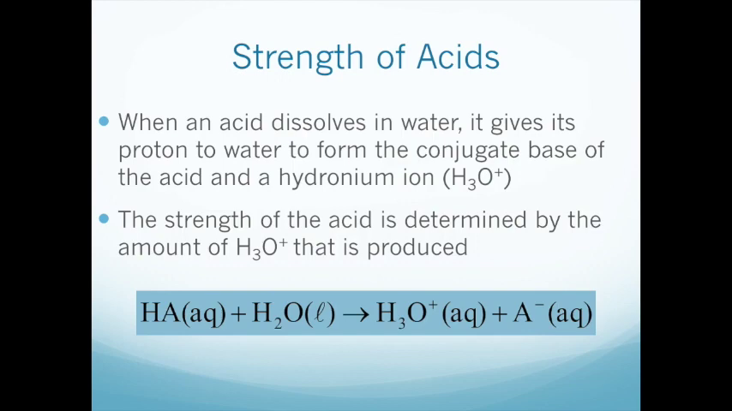Now, this brings in the concept of strength of acids, because obviously not all substances that dissociate in water will dissociate to the same extent. So when an acid dissolves in water, it gives its proton to water to form the conjugate base of the acid and a hydronium ion, and the strength of the acid is determined by the amount of H3O+ that is produced. So in the reaction shown at the bottom, you have HA, which is typically used to designate a protonated acid, which is aqueous, and then water, which is a liquid, and it dissociates to form H3O+ and a negatively charged anion in aqueous.